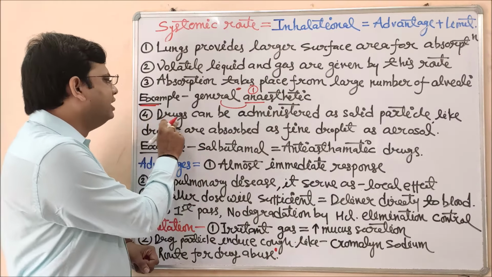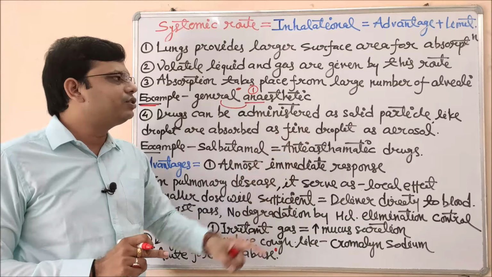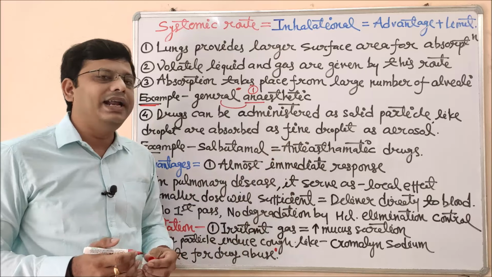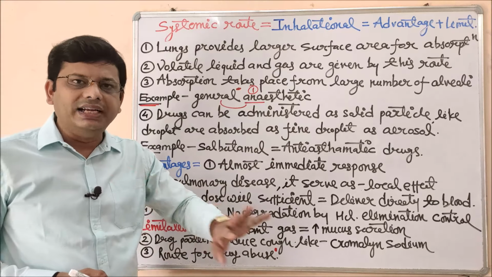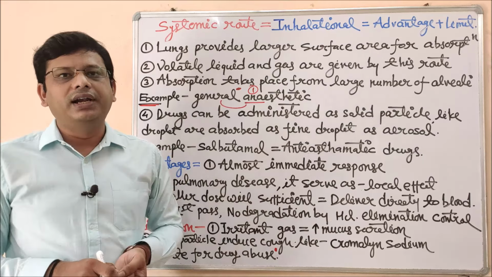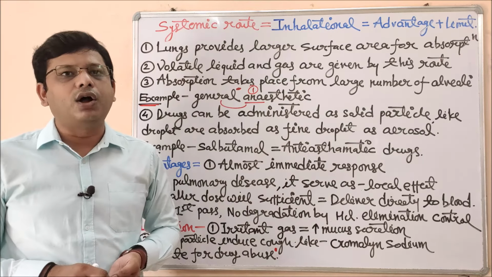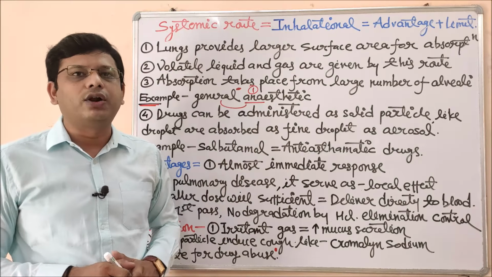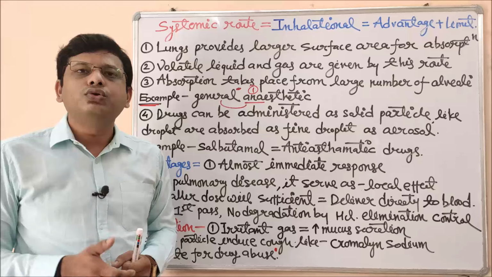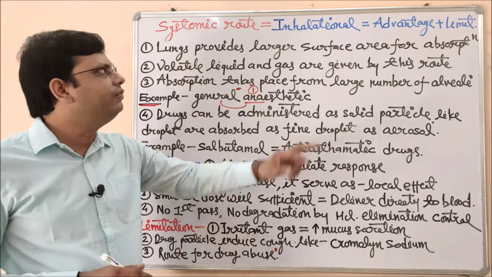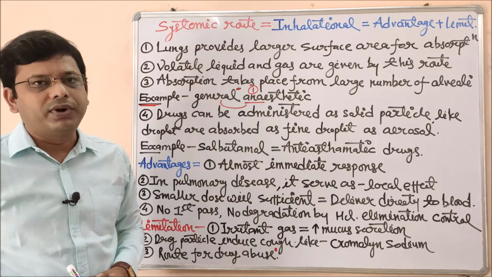Now the next point says a drug can be administered as a solid particle like a droplet, or absorbed as a fine droplet as in case of an aerosol. It is very fine and very usable in the case of gases and volatile liquids. But in some cases, the solid can also be dispersed with the help of droplets, and that can be introduced via the aerosol, like we generally use. So this is another example of a route of drug administration related to the inhalation route.